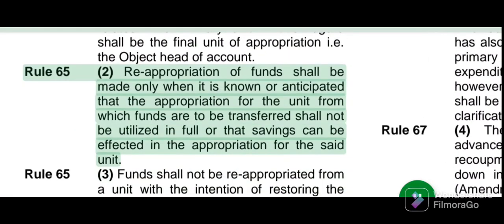Rule 65(2): Reappropriation of funds shall be made only when it is known or anticipated that the appropriation for the unit from which funds are to be transferred shall not be utilized in full or that savings can be effected in the appropriation for the said unit.